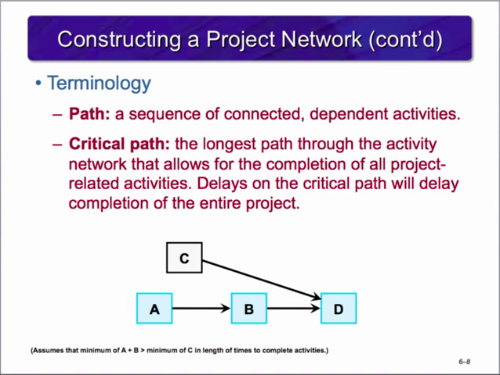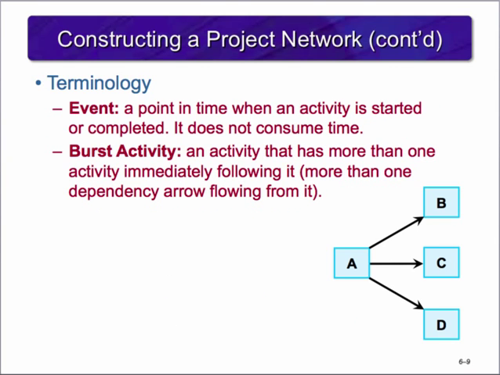The critical path is the network path with the longest duration from finish to start. If an activity on the path is delayed, the project is delayed the same amount of time. An event is a point in time when an activity is started or completed. It does not consume time. In the image here, it would be the moment A starts or ends. Another event is when activity B starts.